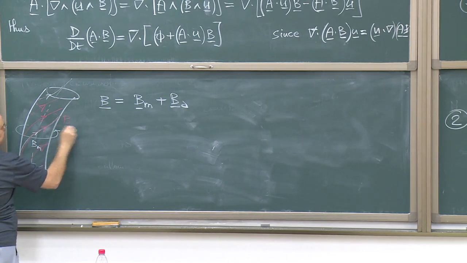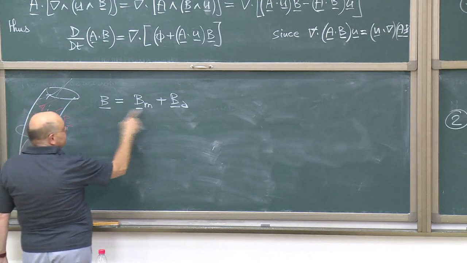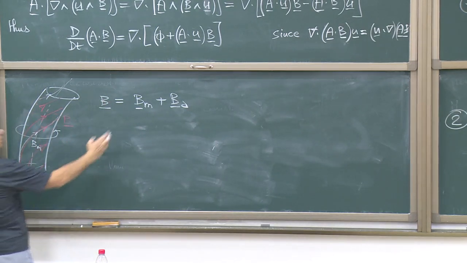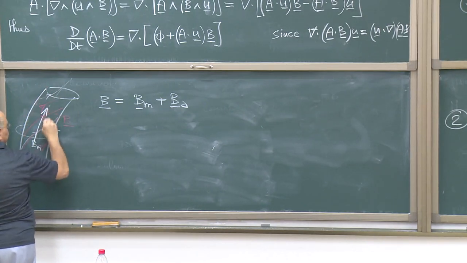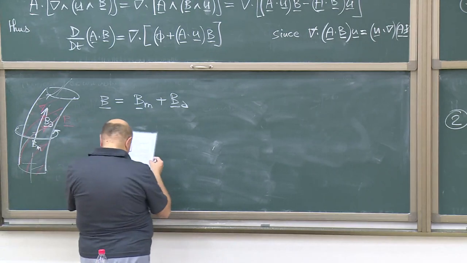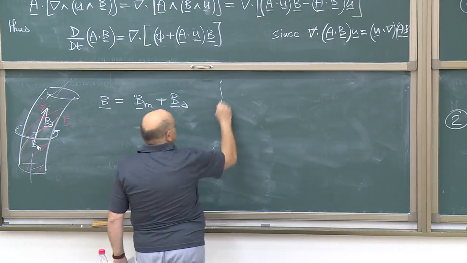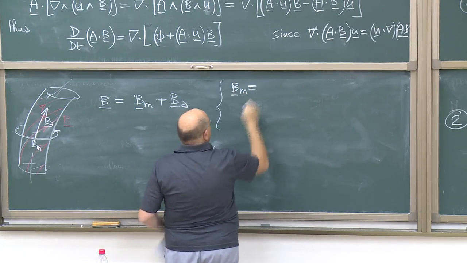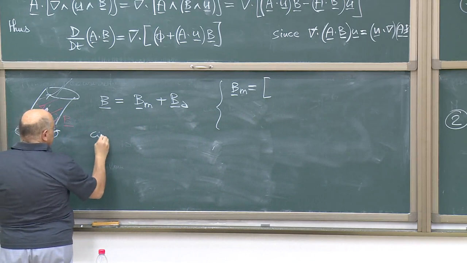This is the total field B, and the total field B is assumed to be decomposed in a meridional field and an axial field. The axial field is along this direction. So there is a meridional field BM like this, combined with the axial field, and the axial field is prevalent on the meridional field. Then I want to have a little bit more general approach, and I would say that BM, let me use coordinates here, let's say cylindrical.